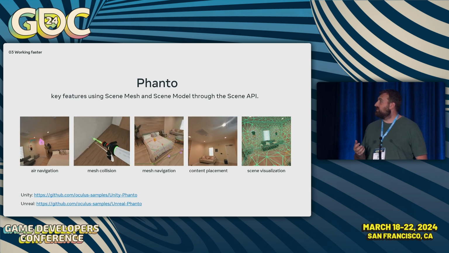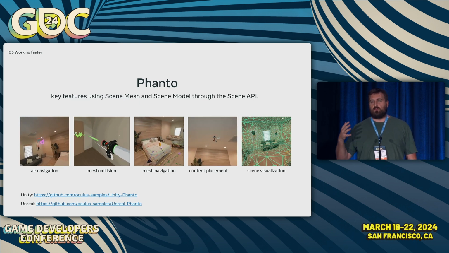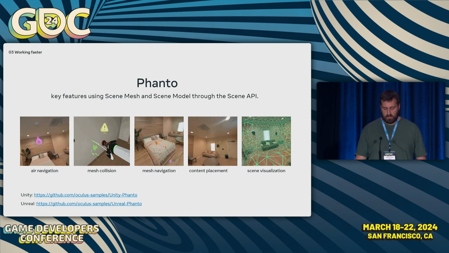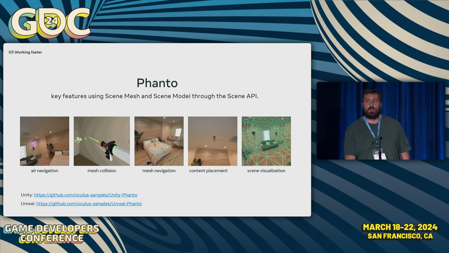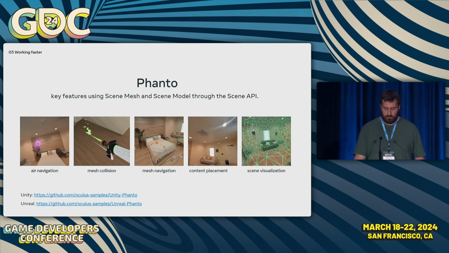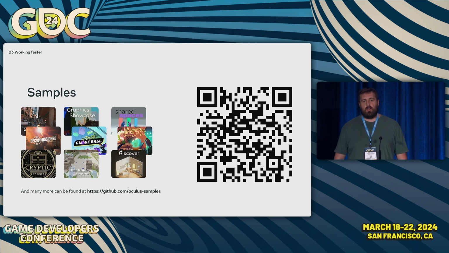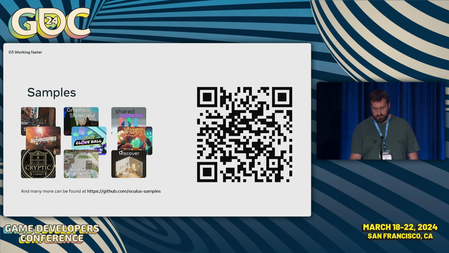Also, what would be a sample without visualization? So here we can visualize the generated mesh in this project. It's available on GitHub for Unity and Unreal, and you can make it your own. We have many more samples on GitHub. Each of them is targeting different challenges that you may have right now or in your future projects, and hopefully they also inspire you for your future projects.